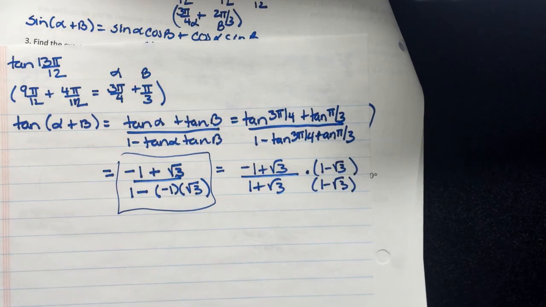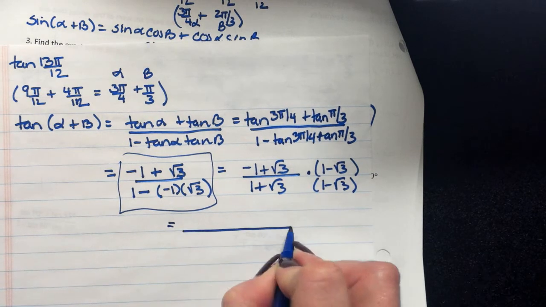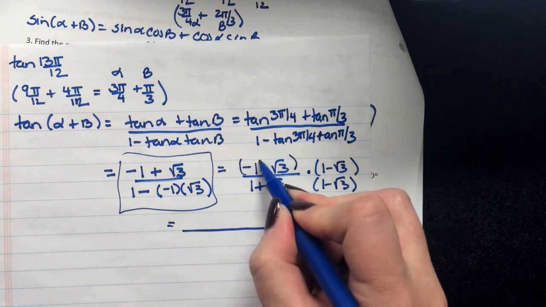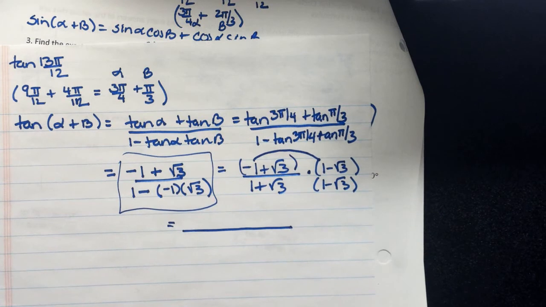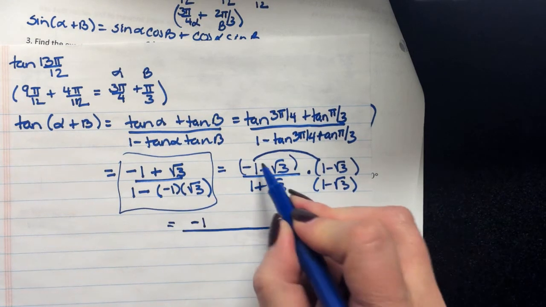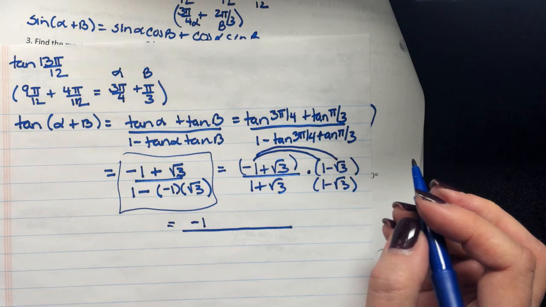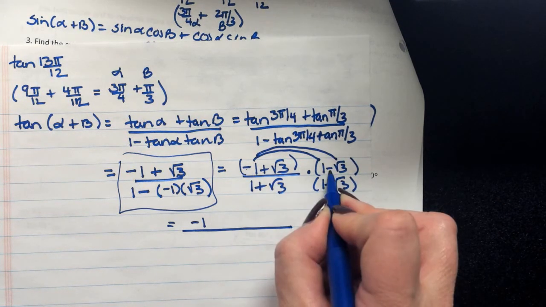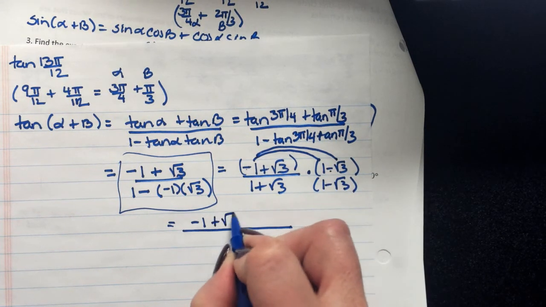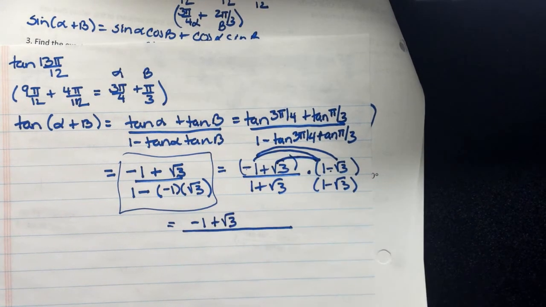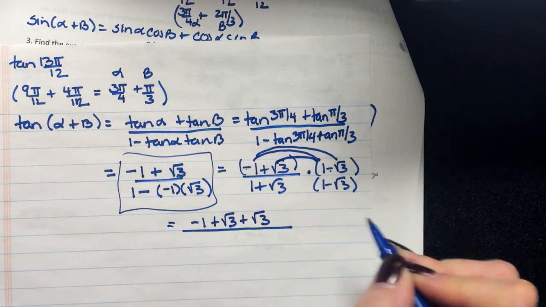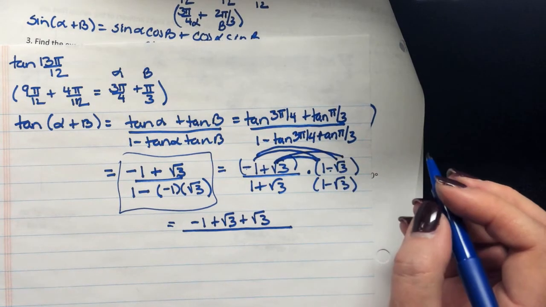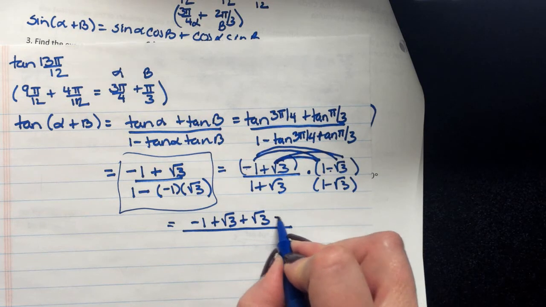That's the problem with the tangents. A lot of times you're going to have to end up doing that conjugate to get rid of the radical in the denominator. So you have to FOIL. Be careful when you FOIL. You have a negative 1 times 1. What's negative 1 times 1? Negative 1. Negative 1 times negative square root 3 is going to give me a what? Well, negative times a negative is a positive, so I have positive square root 3. Inner term, square root 3 times 1 is just a square root 3. Square root 3 times negative square root 3. Negative 3.